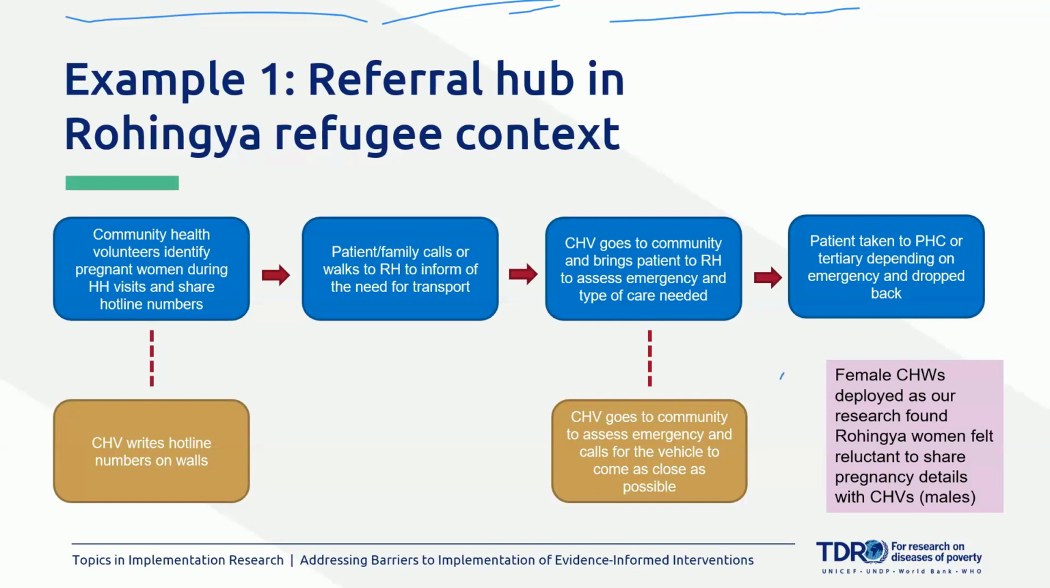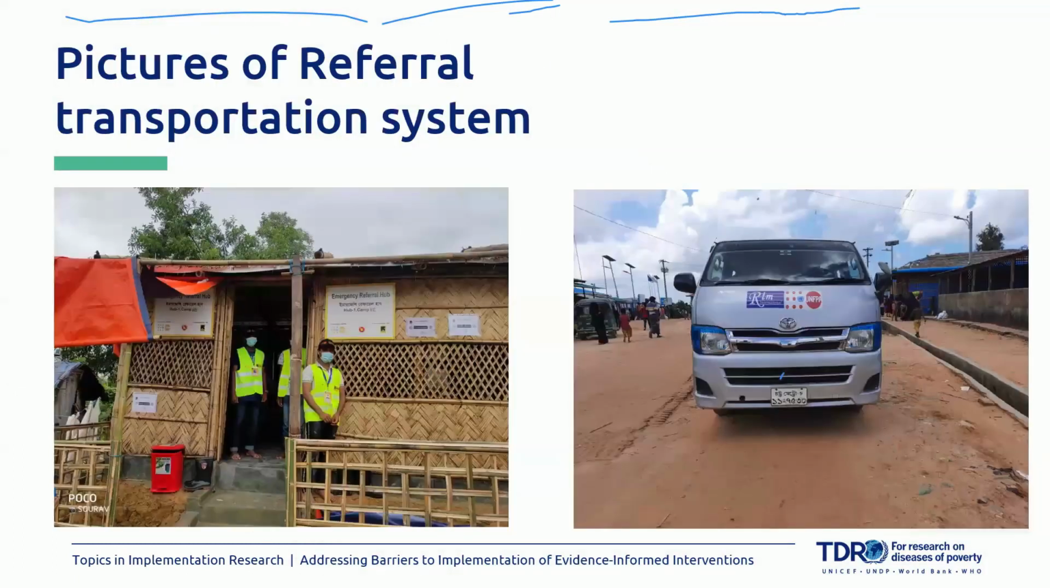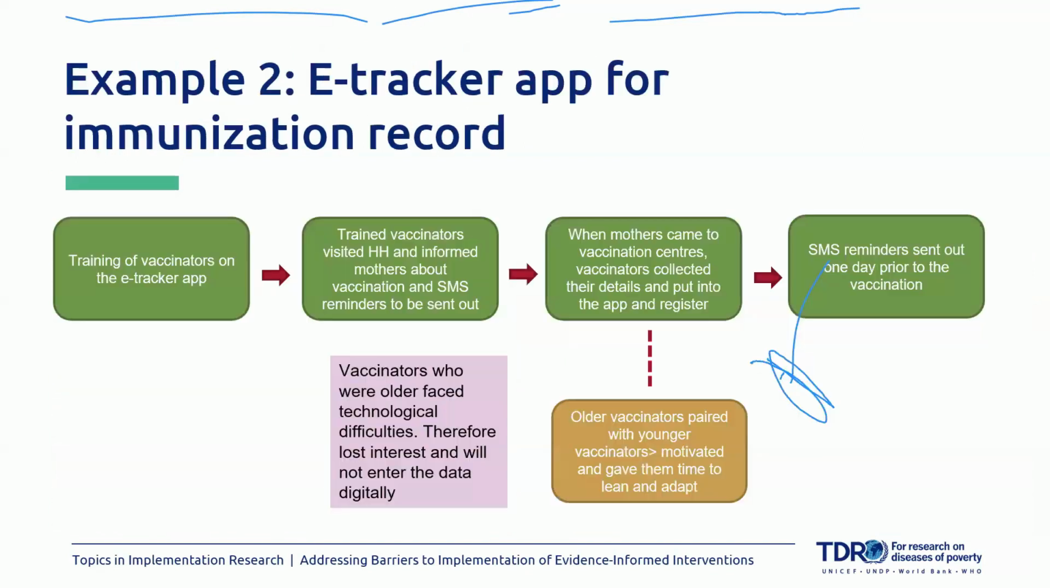After our research, what they did was they deployed female community health workers instead of male ones to collect pregnancy details of the women. So this is just some of the pictures. On the left, you can see the referral hub they had where they were bringing the patient, and on the right is the transport that they were offering, free transport.